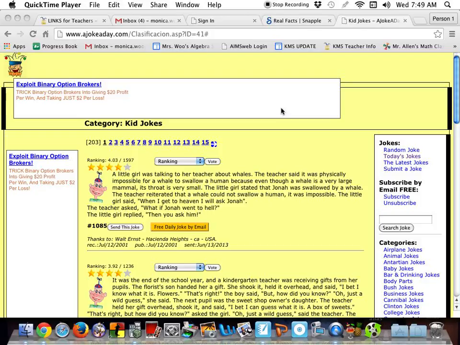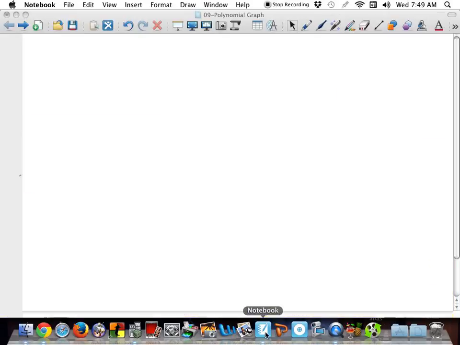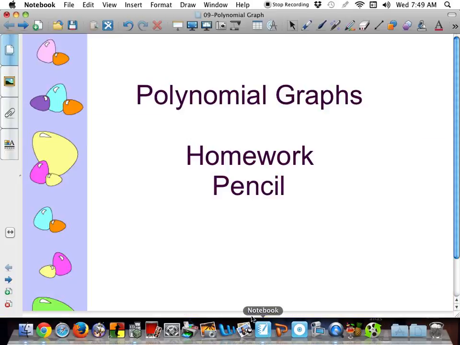The little girl stated that Jonah was swallowed by a whale. The teacher reiterated that a whale could not swallow a human. It was impossible. The little girl said, "When I get to heaven, I will ask Jonah." The teacher asked, "What if Jonah went to hell?" The little girl replied, "Then you ask him." Burn.